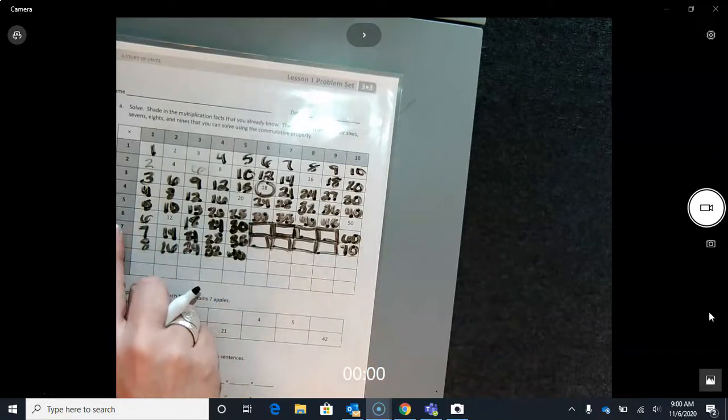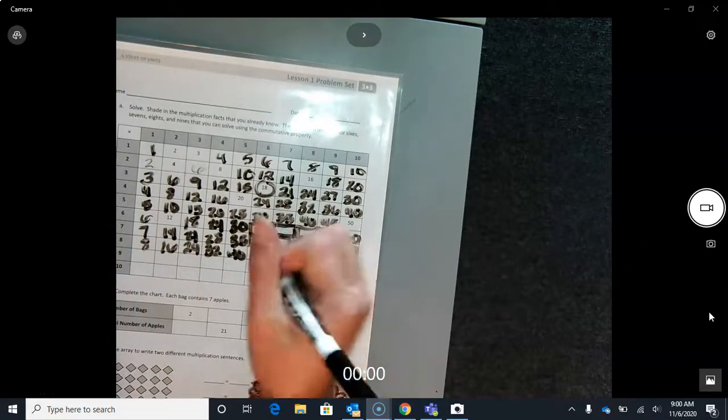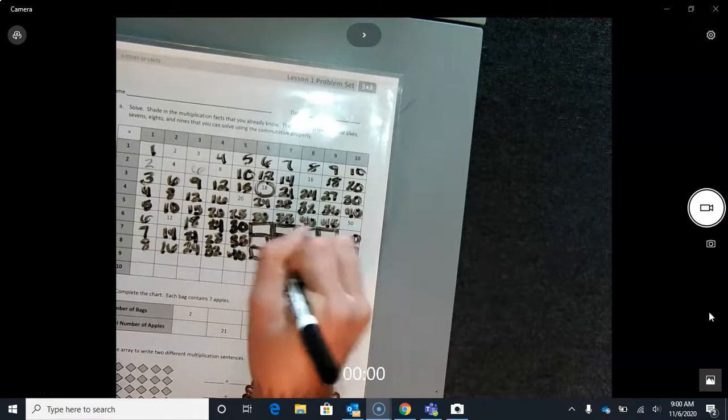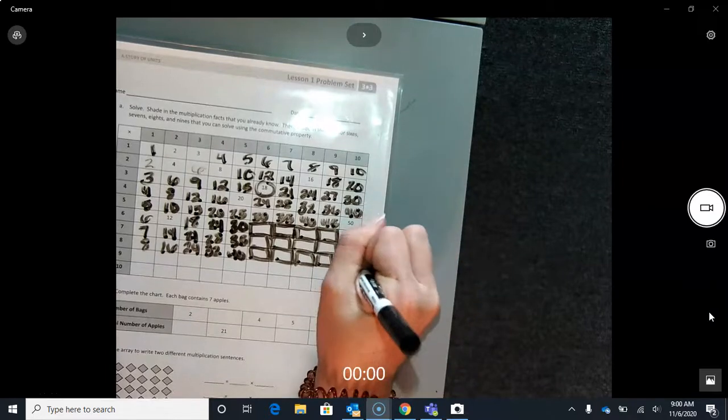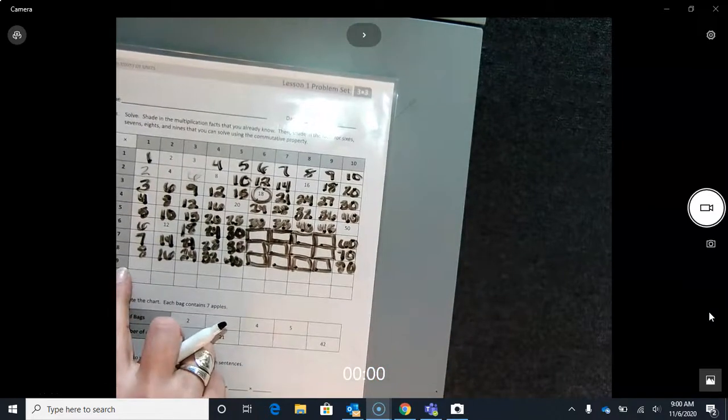Let's see, did we learn 6 times 8 yet? No. So again, we don't know our 6, 7, 8, or 9, but we do know 8 times 10 is 80. All right, now let's look at 9's.